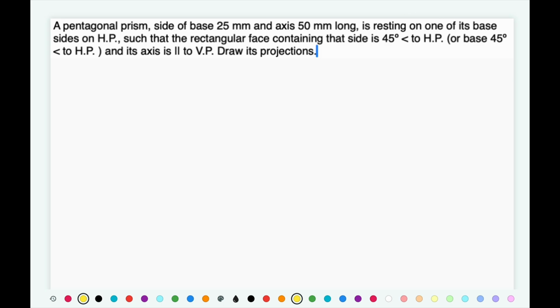Next example: a pentagonal prism, side of base 25 mm, axis 50 mm long, resting on one of its base sides on HP. So this time the object is a pentagonal prism.